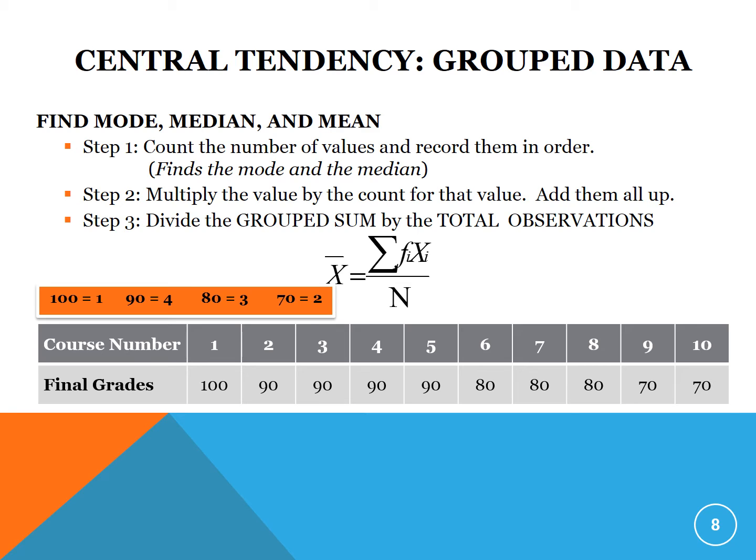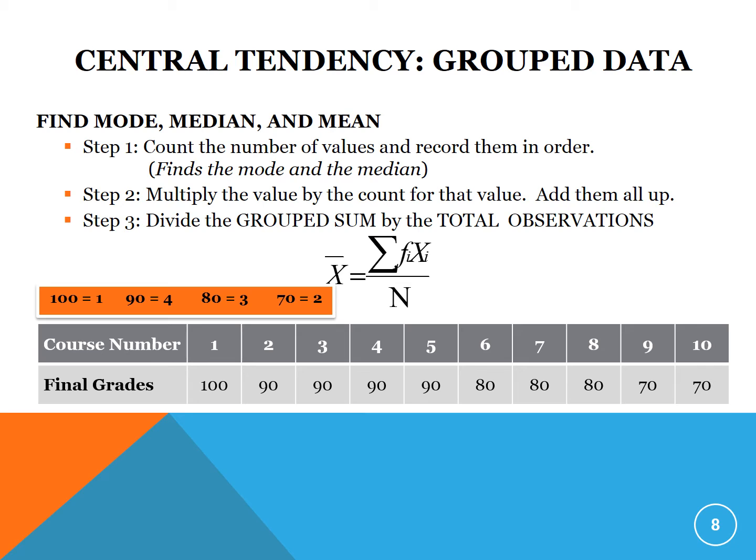Or we could just do 100 plus 90 plus 90 plus 90 plus 90 plus 80 plus 80 plus 80 plus 70 plus 70. Either way you do it, and feel free to try that right now if you don't believe me, you're going to get the same sum. Okay, so that's all step 2.